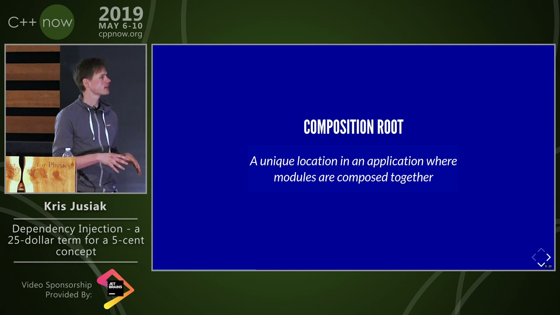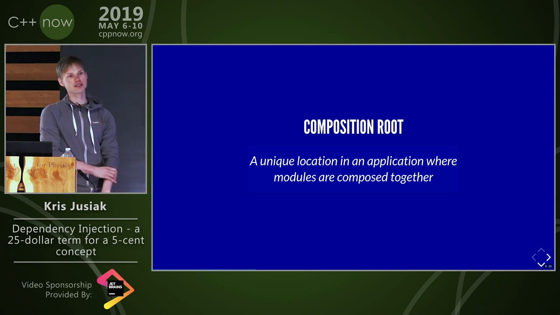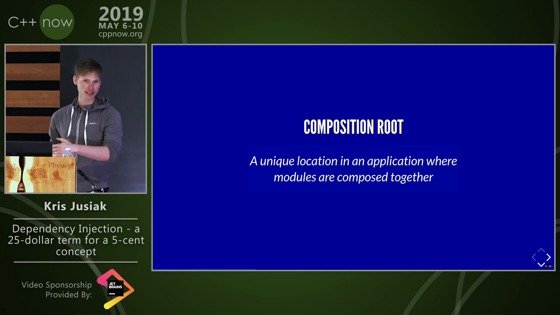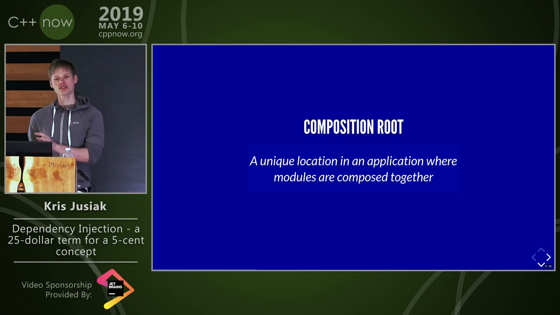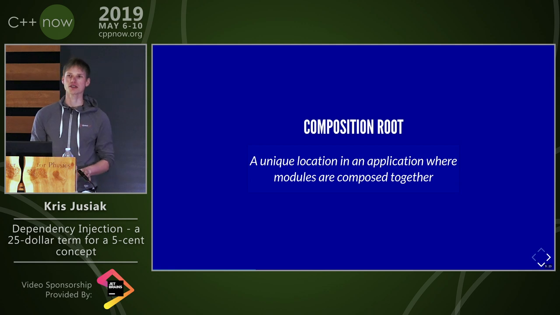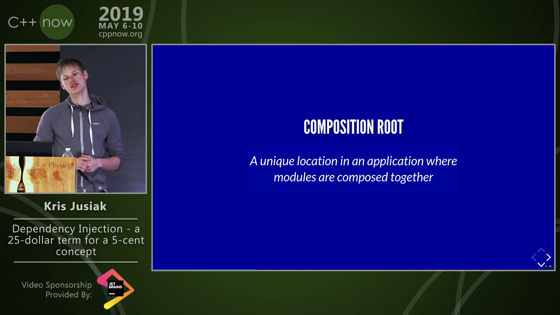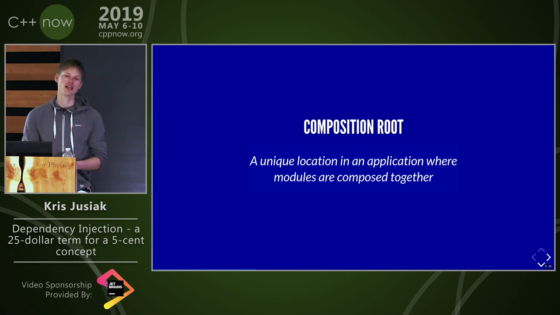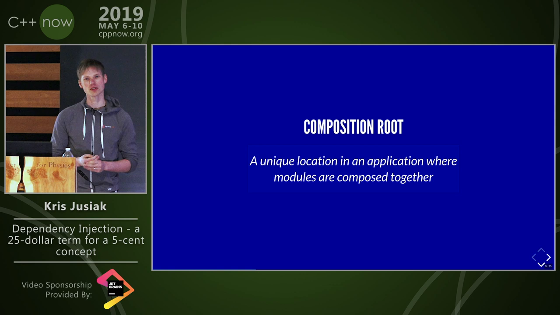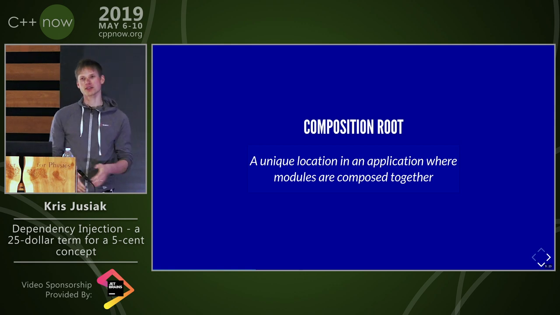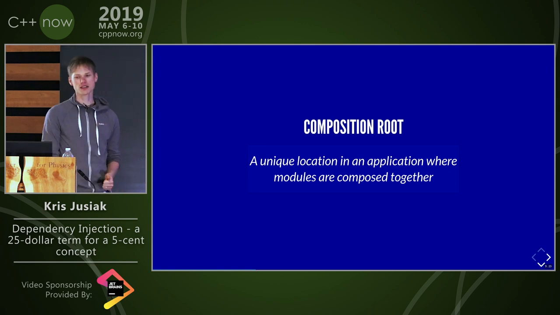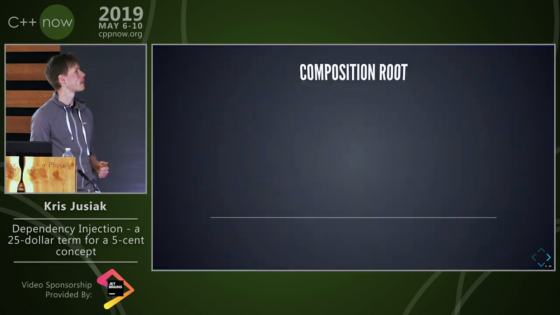And regarding that, the composition root, which is similar to the wiring thing, is a unique location in the application where the modules are composed together. Preferably in your application, you would have a short main which constructs everything, and after that you just run the application. That's the perfect design from a DI perspective. It's a really good software development practice because you can easily change the wiring for production and for testing, and everything is in isolation.